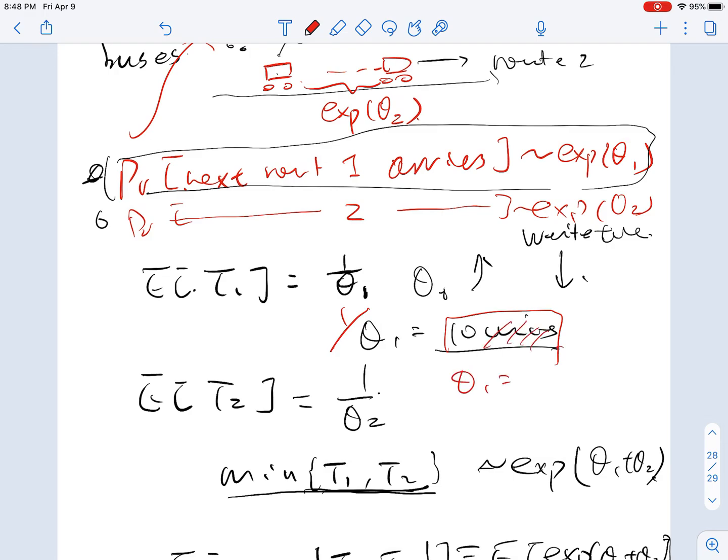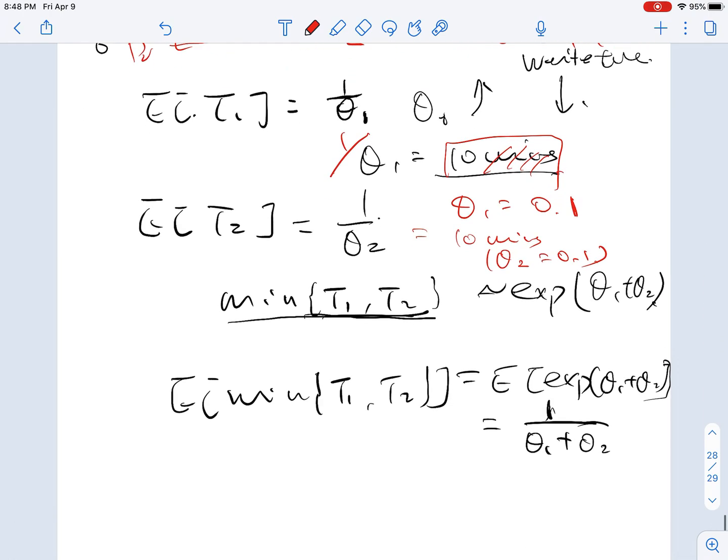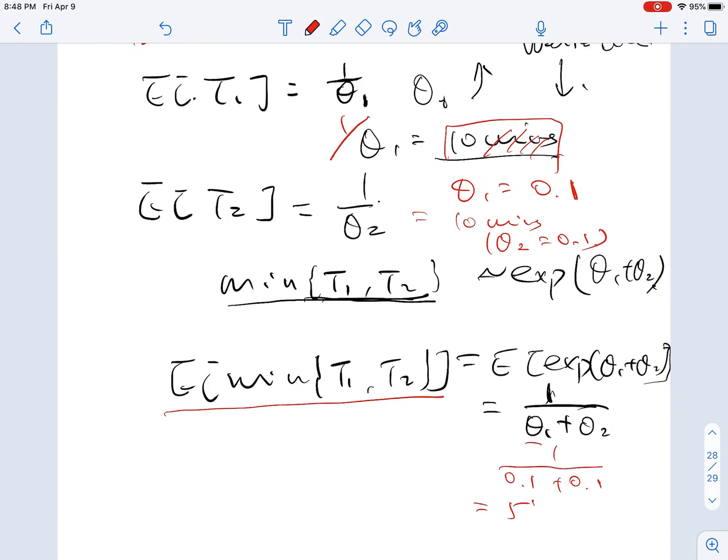So basically theta 1 is going to be 0.1. And let's also assume that 1 over theta 2 is 10 minutes, which really just means that theta 2 equals 0.1. Let's do a bit of a calculation. What would be the expected time for me to wait until at least one of them arrives? Theta 1 is 0.1, theta 2 is 0.1. I sum them up, 1 divided by this is 5. So what's the intuition here?